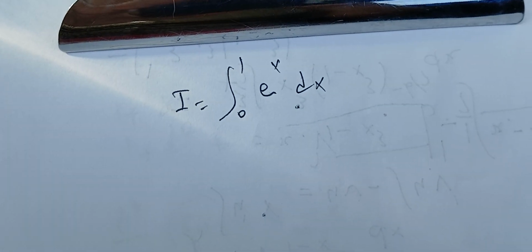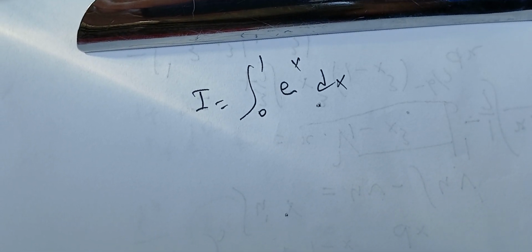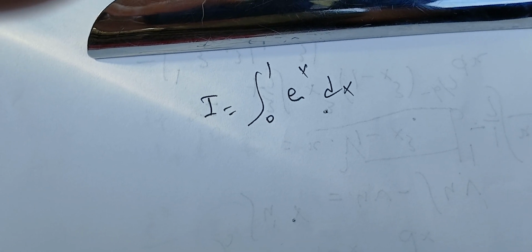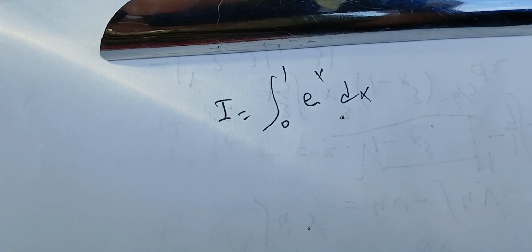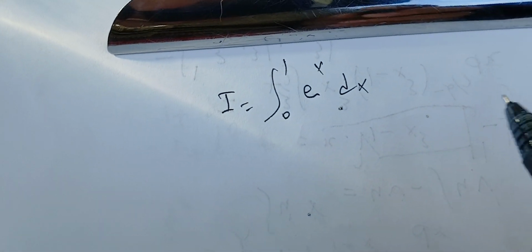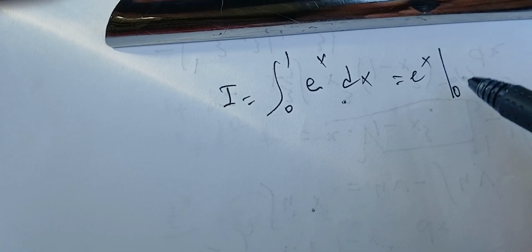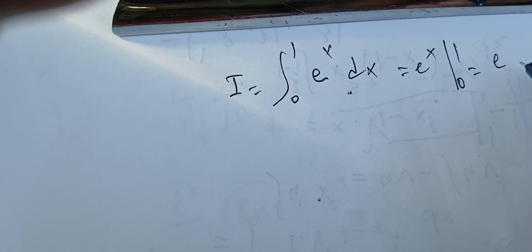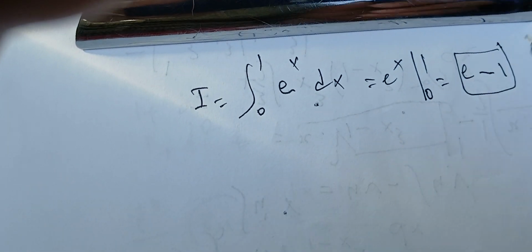Welcome back. In this video, we're going to compute the following integral using two ways. The first one is that we know the derivative of the exponential is itself, and the antiderivative of the exponential is itself. So we know exactly this one: it's e to the power x between 0 and 1, which is e to 1 minus e to 0, which is 1. So we know this one. This is the value of the integral.